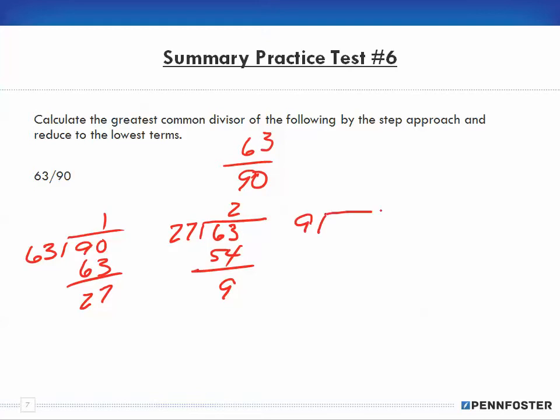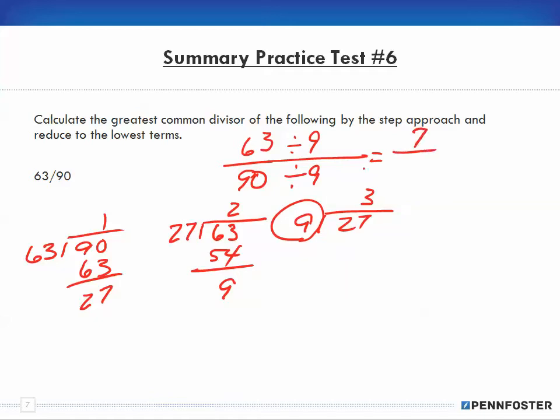So I take the 9 and divide that into 27. 9 into 27 goes 3 times. So my greatest common divisor is going to be the 9. So I'm going to divide 63 by 9 and divide the 90 by 9. 9 into 63 goes 7 times, and 9 into 90 goes 10 times, and that's my answer. So my greatest common divisor is 9, and when I reduce to the lowest terms, I end up with 7/10.